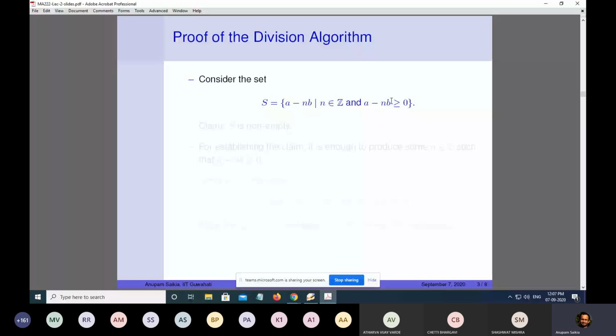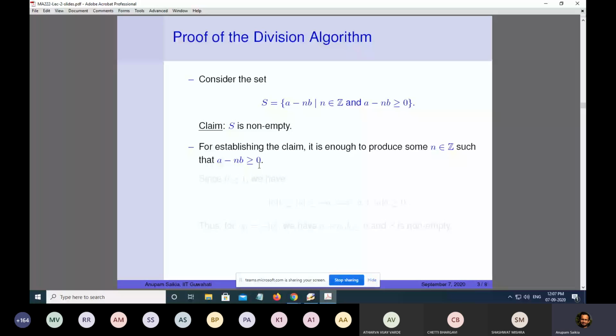Okay, but that least element should exist. For that, this set just has to be non-empty. So we have to show that this set is non-empty. Okay, so how do I show that this is non-empty? Well, we just have to produce some element here. I just have to find some n for which this is non-negative. Okay, that's all I need.